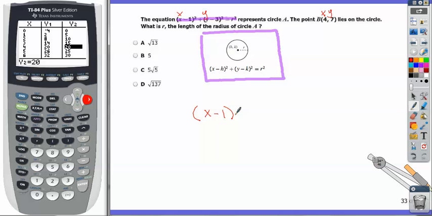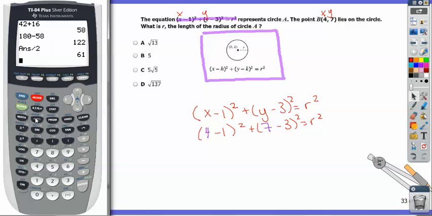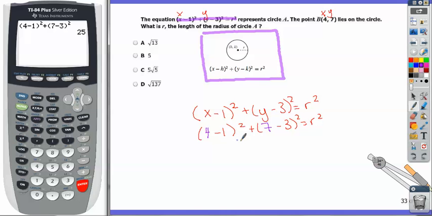Right now I have x minus 1 squared plus y minus 3 squared equals r squared. Now, I'm going to fill it in without writing x or y, and I'm going to plug in those 2 coordinates. They said x was 4 and y was 7. I can plug this directly into my calculator, which is the easiest way to do it, exactly like you see it. 4 minus 1 squared plus 7 minus 3 squared. And what does that equal when I plug it in? 25.